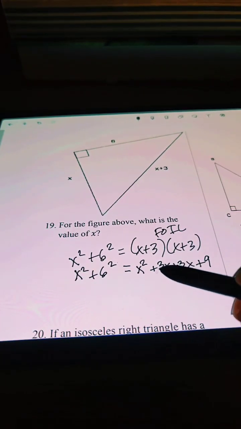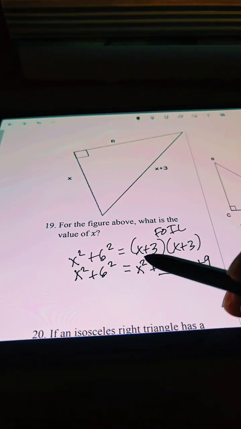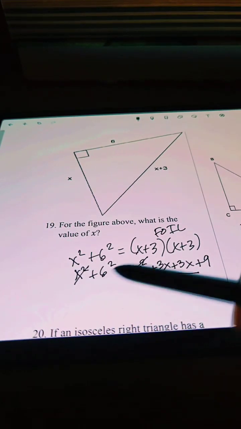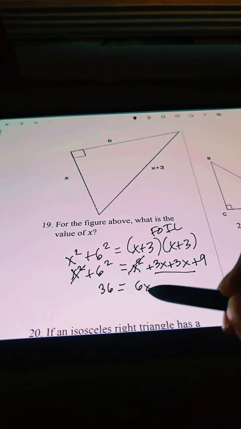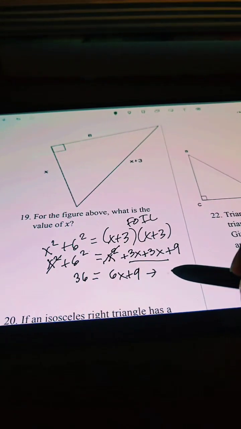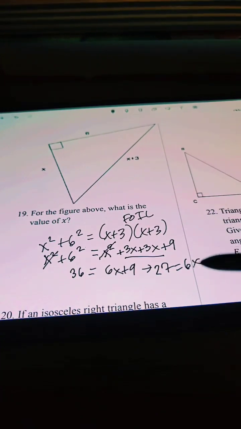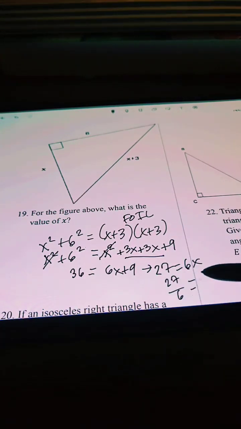And then that's all going to be equal to, I haven't done anything with this yet, so I'm just going to copy that over. Now I'm going to combine these like terms to get 6x. And also while I'm at it, I can just cancel out an x squared on each side because I can subtract x squared. So 6 squared is 36, and that's equal to 6x plus 9. I subtract 9 on each side because I'm trying to get x by itself. So when I do that, I'm going to get 27 is equal to 6x. And then I'm going to divide by 6 on each side. And that's going to give me 27 over 6 is equal to x.